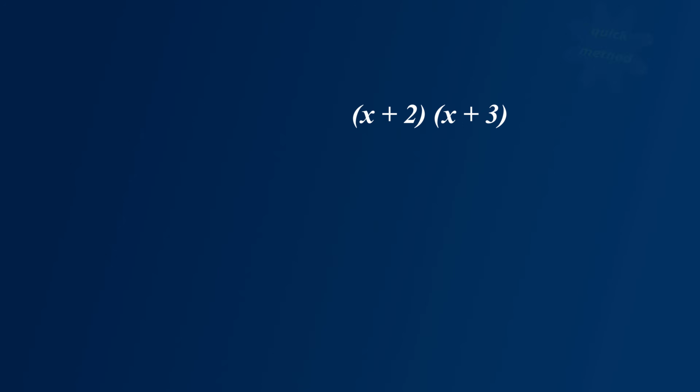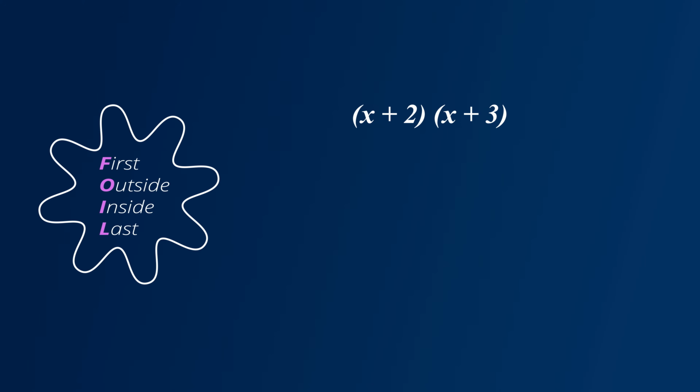Now let's do that same question a quicker way. It's called FOIL, F-O-I-L. This is the order in which you multiply. F is first. O is outside. I is inside. L is last.